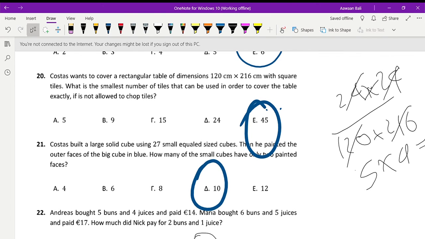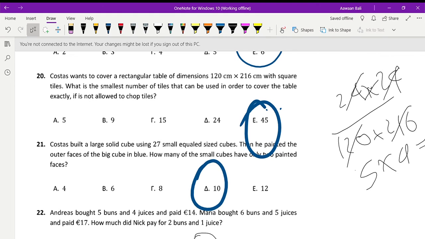Costas built a large solid cube using 27 small equal-sized cubes. Then he painted the outer faces of the big cube in blue. How many of the small cubes have only 2 painted faces?